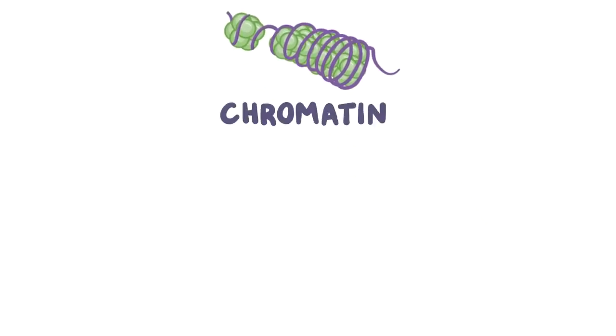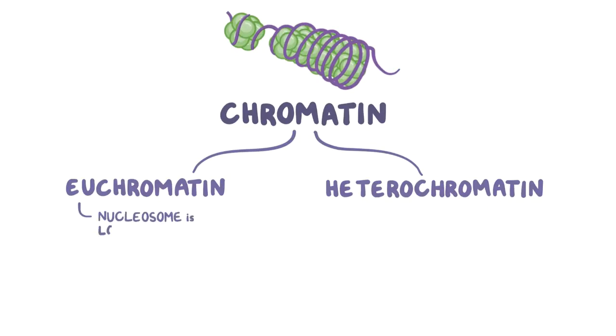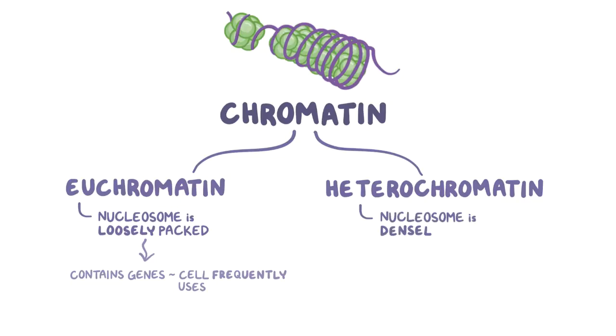Chromatin comes in 2 flavors, euchromatin and heterochromatin. With euchromatin, nucleosomes are more loosely packed, because it contains the genes or regions of DNA that the cell frequently uses to make proteins that help the cell perform its day-to-day job. With heterochromatin, on the other hand, nucleosomes are more densely packed, because it contains genes that the cell rarely or never uses.